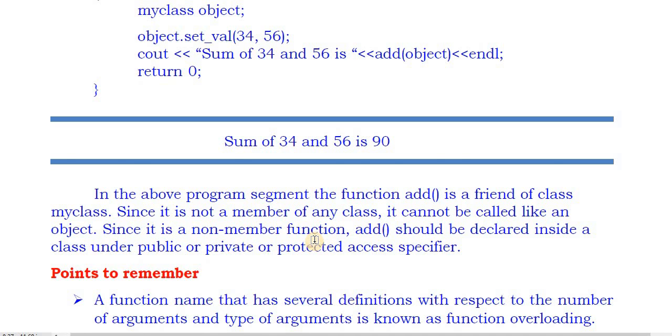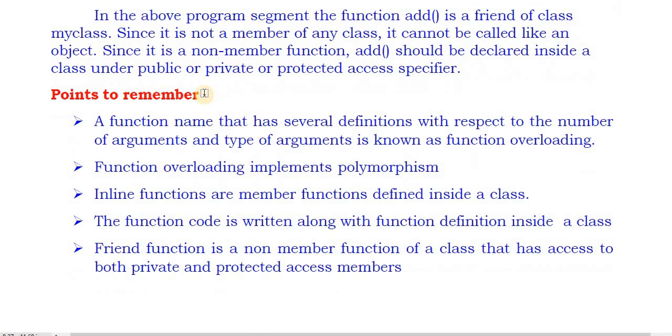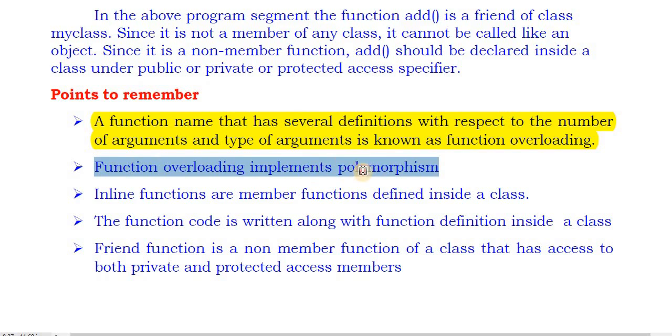So this completes the 8th chapter. Here in the book, on the last page, some important points are given. This is the definition of function overloading. It is a very complicated definition. The simple definition is: two or more functions having the same name but different parameters are called overloaded functions. Function overloading means we are using the polymorphism concept of object oriented programming.